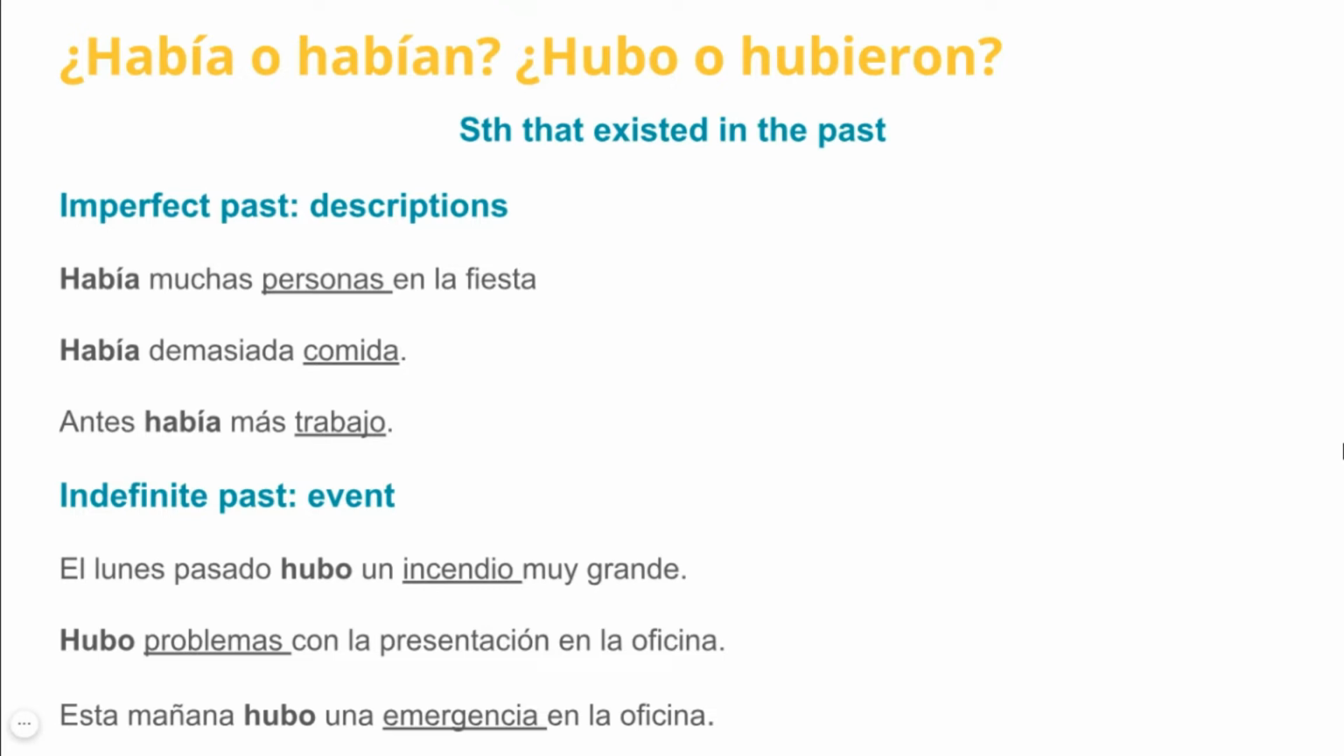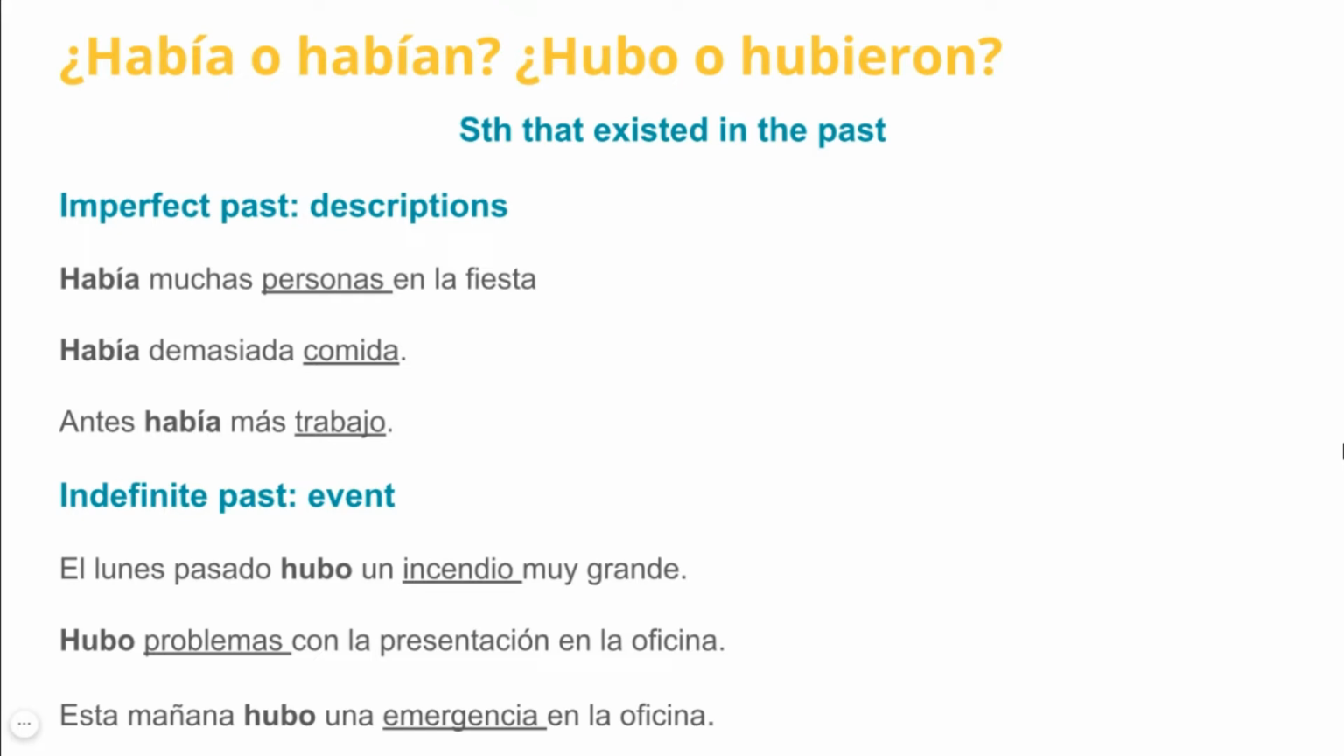Había muchas personas en la fiesta. There were many people in the party. Había demasiada comida. There was too much food. Antes había más trabajo. Before, there was more work. So we use había. As you can see, personas, comida, trabajo, they are all different. Personas is feminine, plural. Comida is singular, feminine. Trabajo, masculine, singular. So as you can see, we always use había. We never use habían.